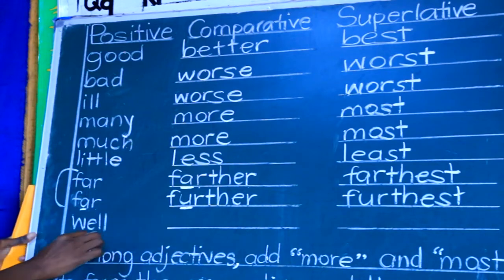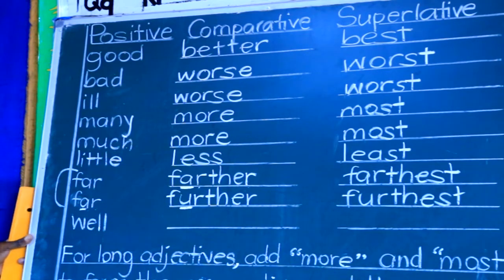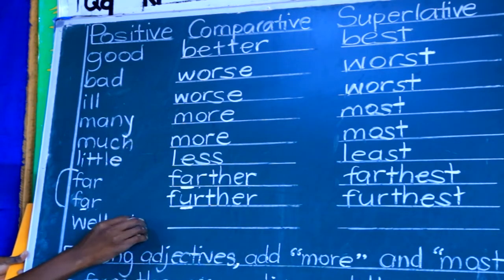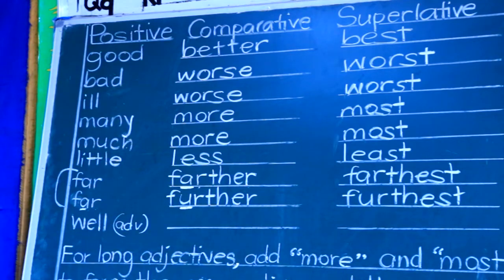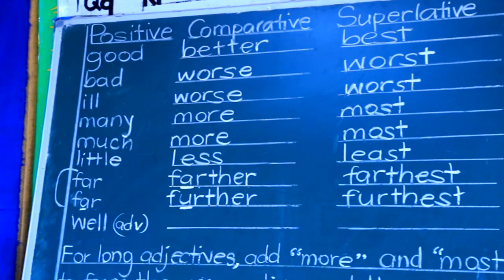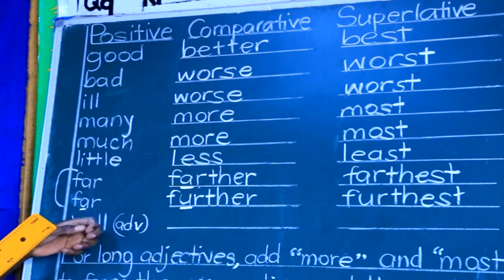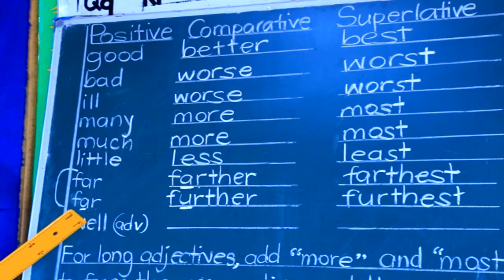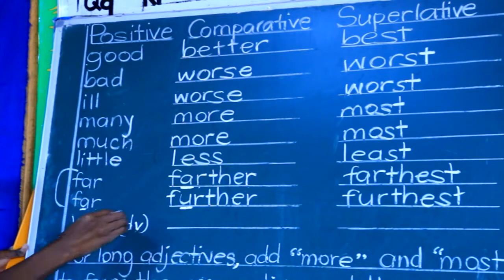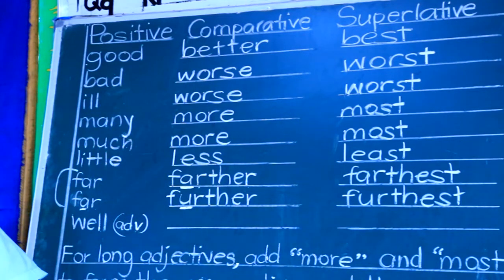We have well as our last word in this list. Well is not an adjective, but an adverb. We have adverbs in English. Adverbs are words that modify verbs or actions. They tell us more about a verb. That's what adverbs do. We'll look at adverbs in other lessons ahead. But I'm teaching you well, which is an adverb, yet we're looking at adjectives. Why? It is formed from good and it has the same comparative and the same superlative as good.